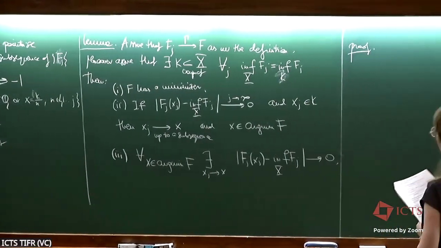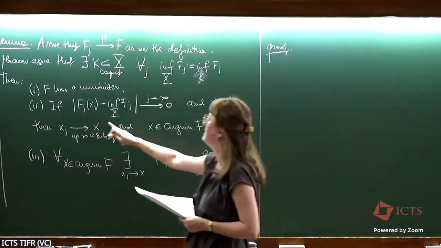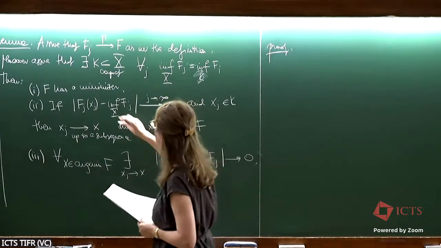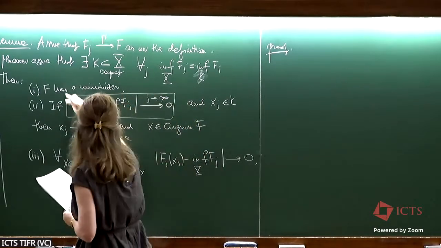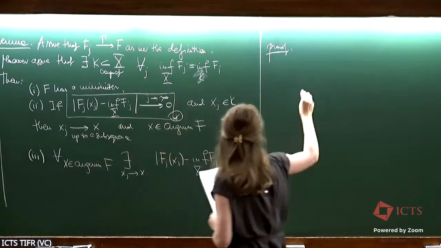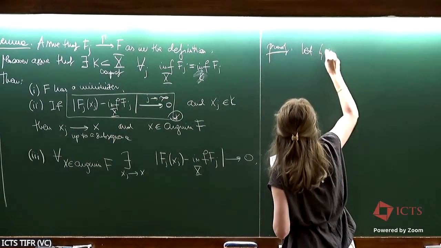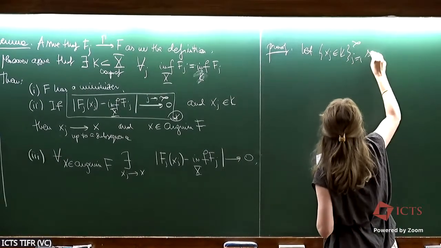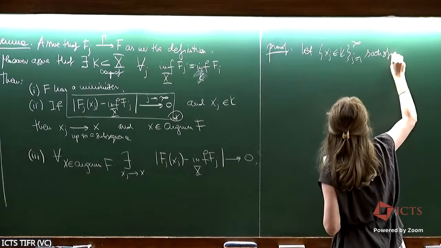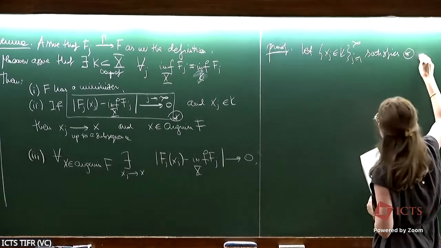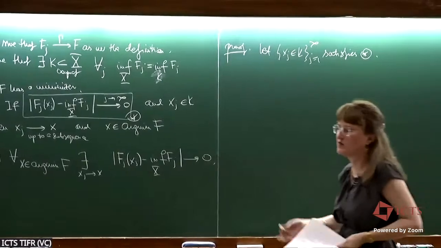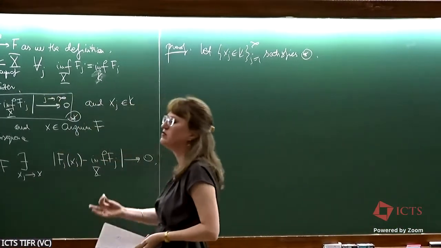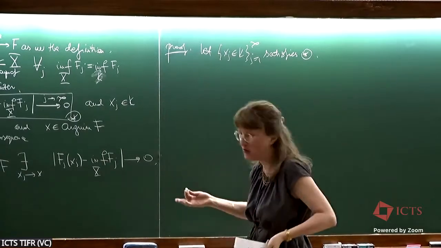Okay, so let's start with 2. Let's take a sequence Xj in K such that I have this. Let's call this condition star. So let Xj in K satisfy star. Of course, K is a compact set, right? That's why I need something to make sure that these approximate infimizers accumulate at some point.